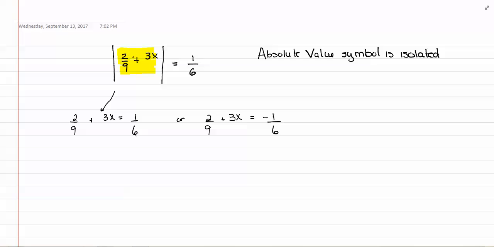Or what's under the yellow could be negative 1/6. Absolute value of negative 1/6 is 1/6. So what's under the yellow could equal negative 1/6.